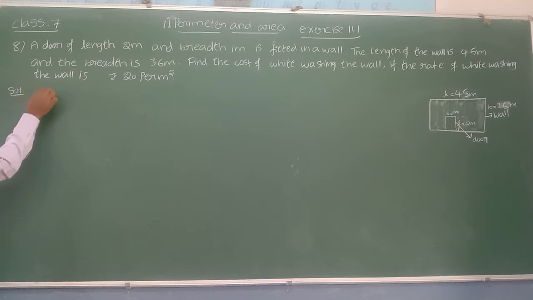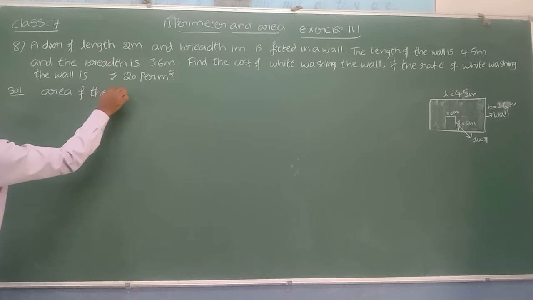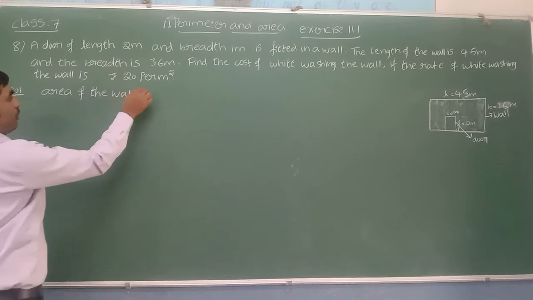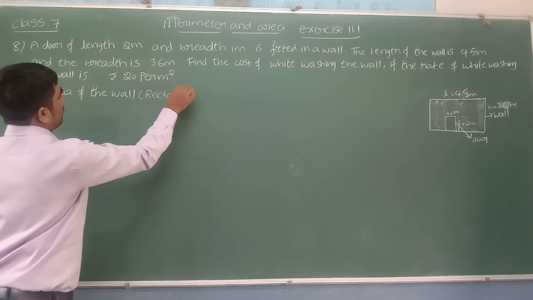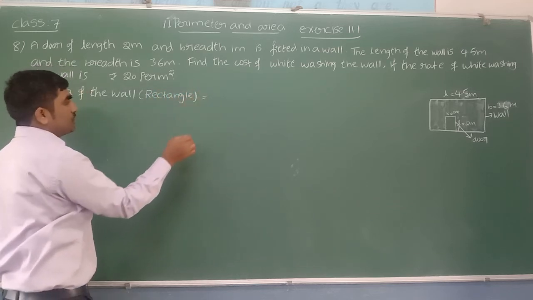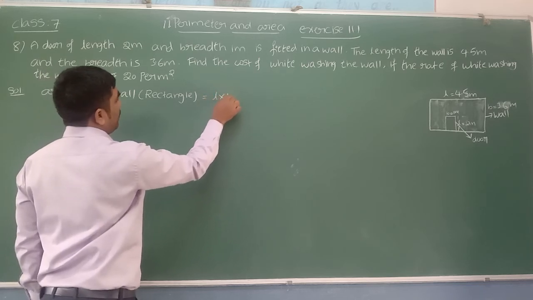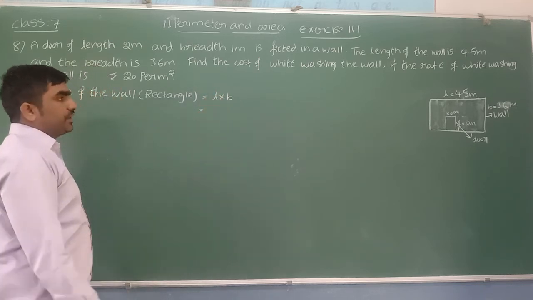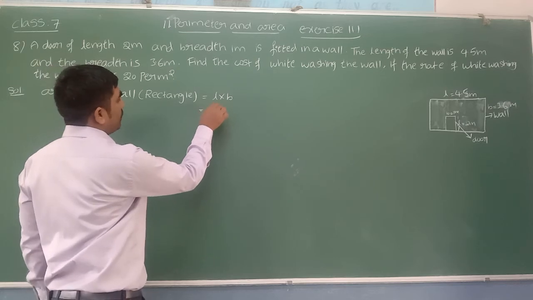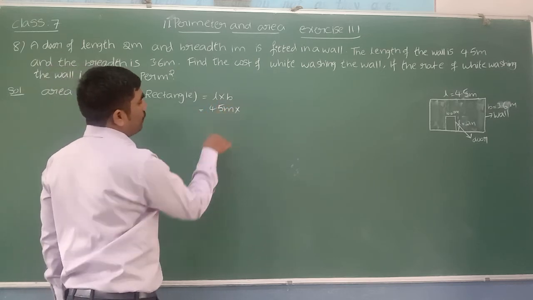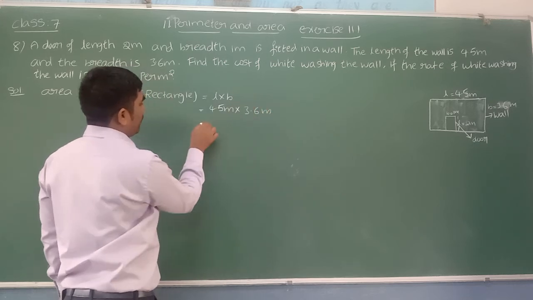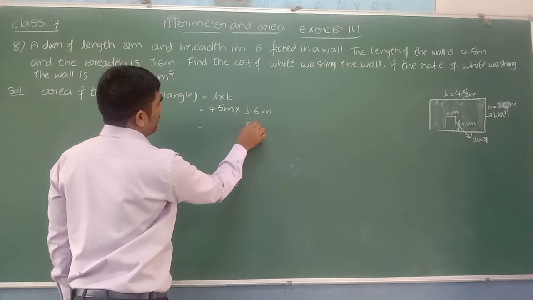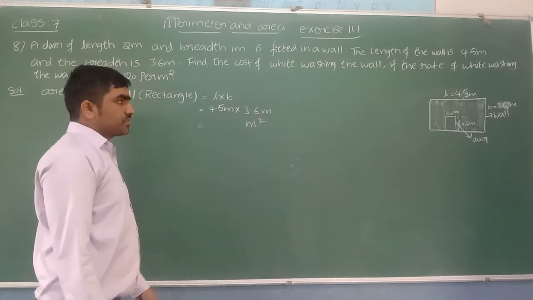First let us find the area of the wall. Area of the wall. If possible, you can write rectangle in brackets, because the wall is in the shape of a rectangle only. So what is the formula to find the area of a rectangle? Length into breadth. The length of the wall is 4.5 meter into breadth of the wall 3.6 meter. Now multiplying meter into meter gives square meter. The unit of area is square units only.